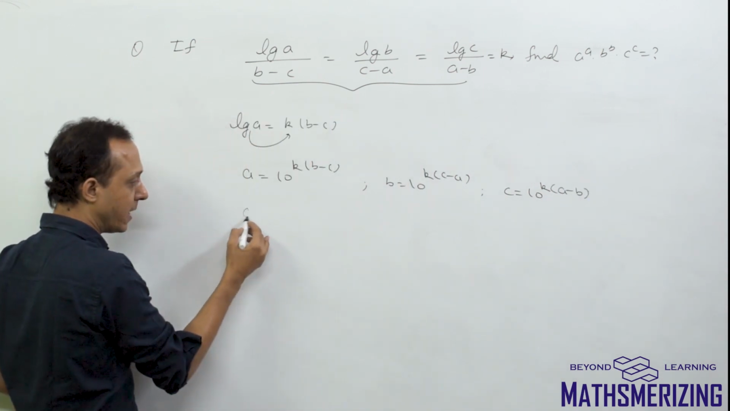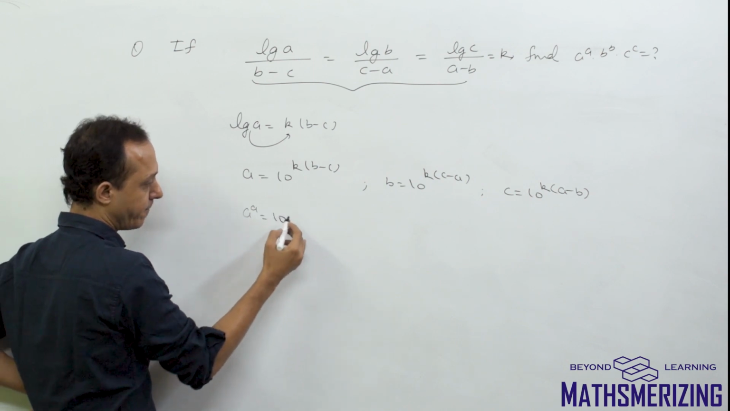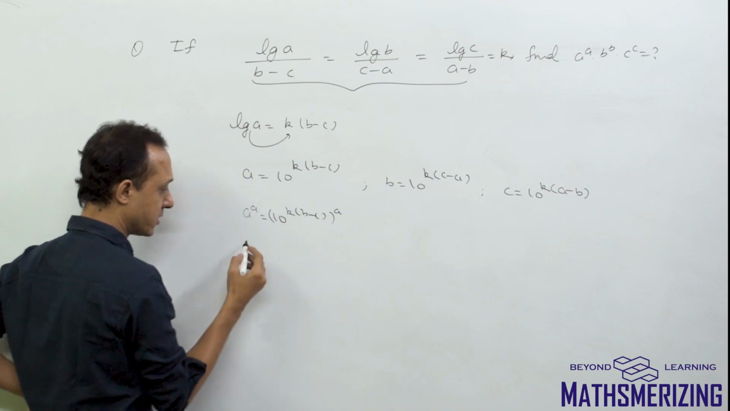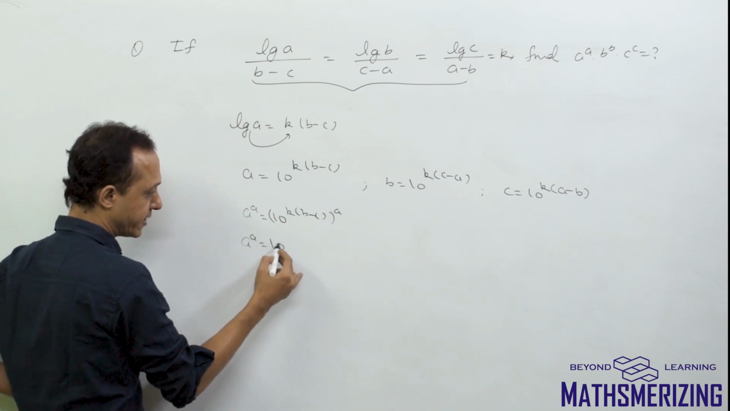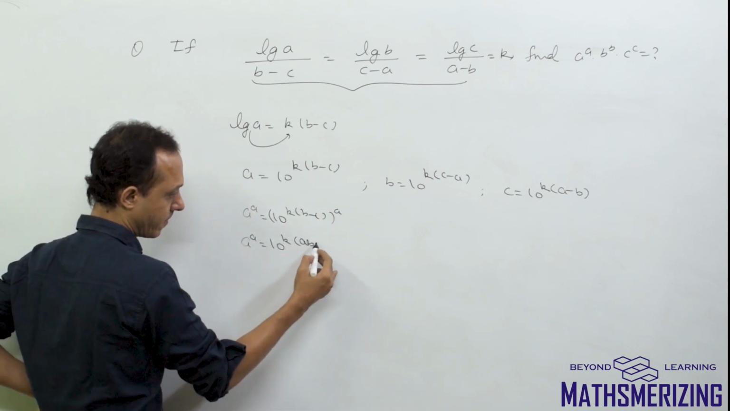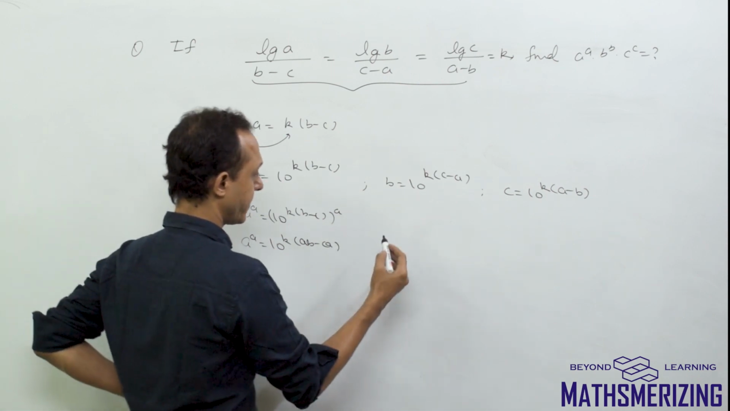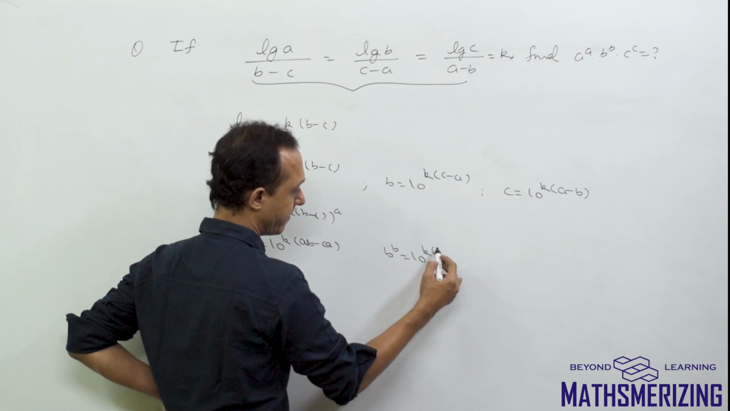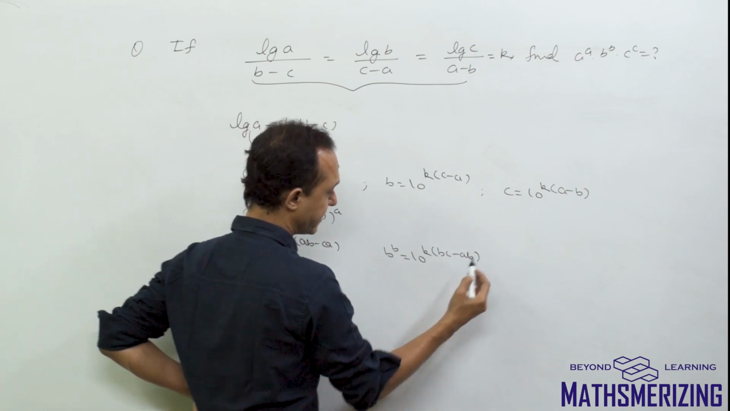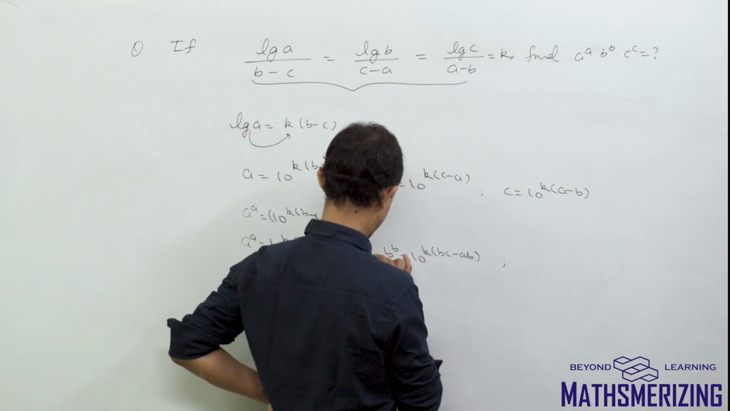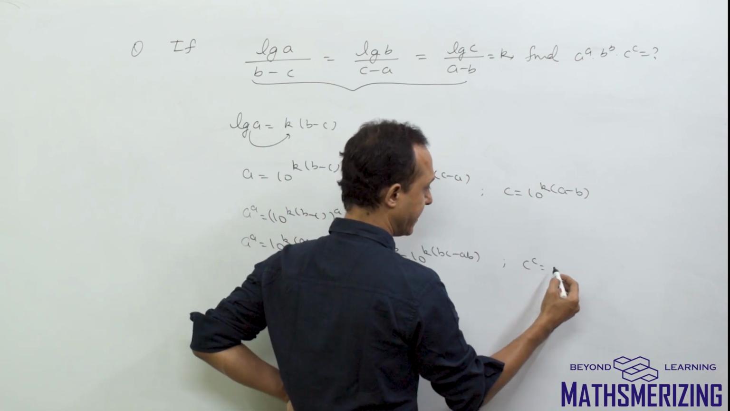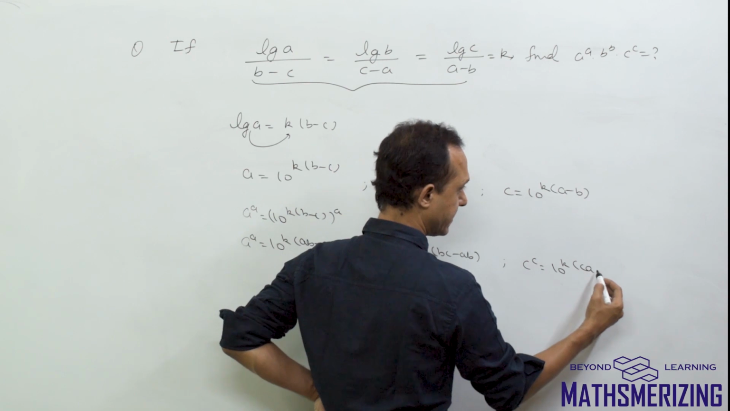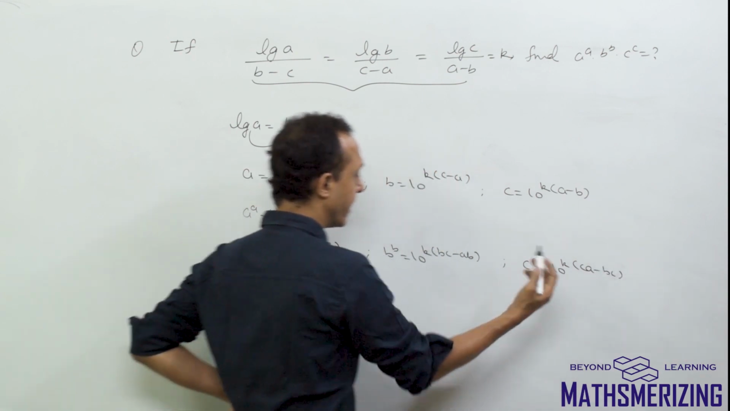Now if I take a to the power a, I can write it as 10 to the power k into b minus c, to the power a, which is 10 to the power k, ab minus ca. In the same way, b to the power b is 10 to the power k, bc minus ab, and c to the power c is 10 to the power k, ca minus bc. Now I'll multiply them.